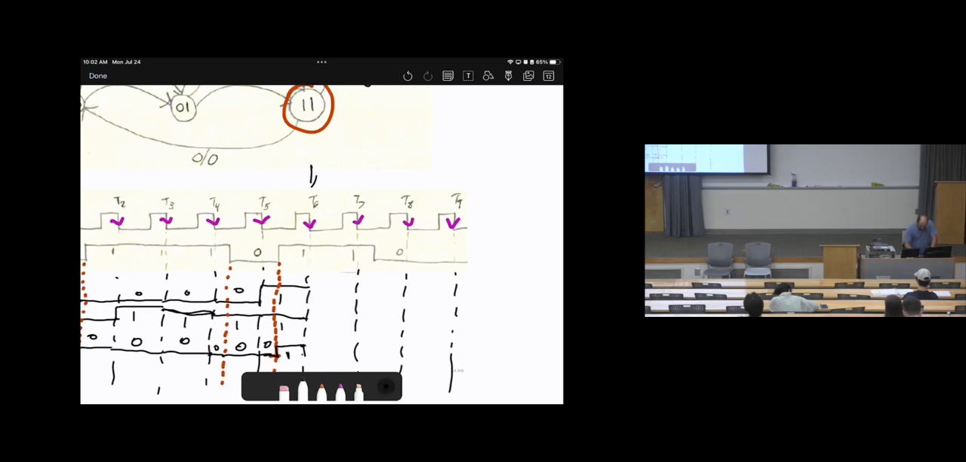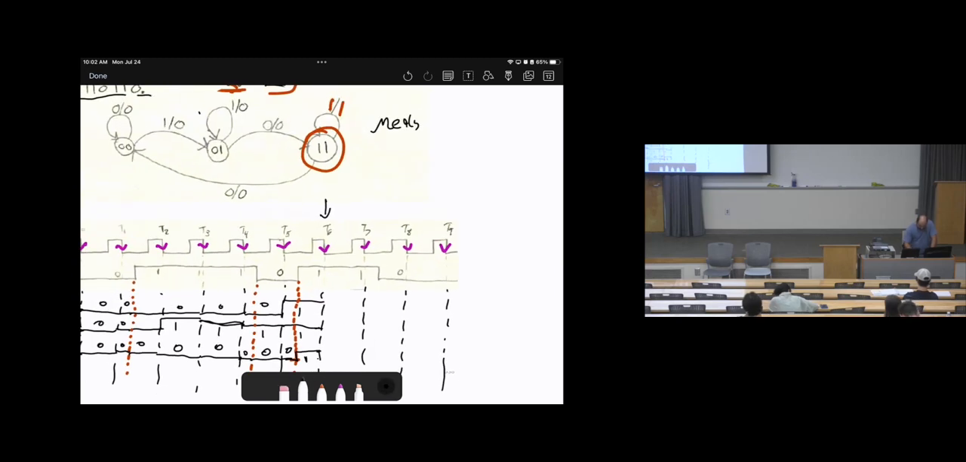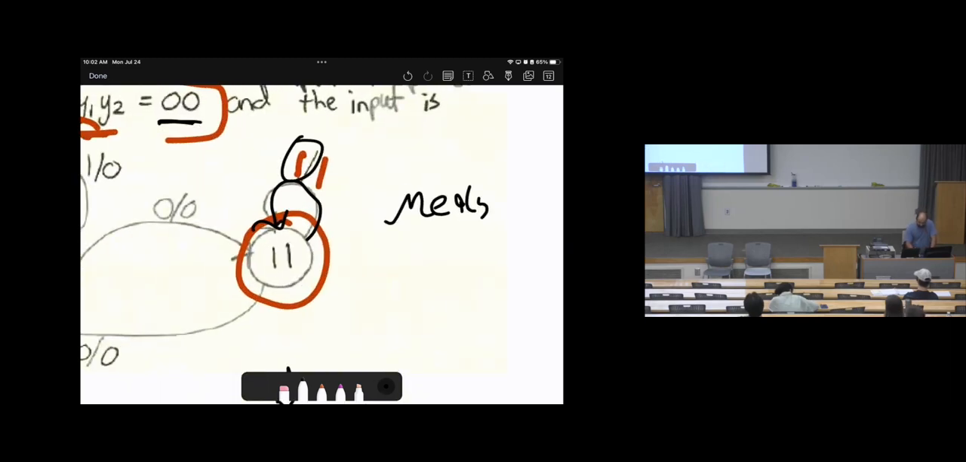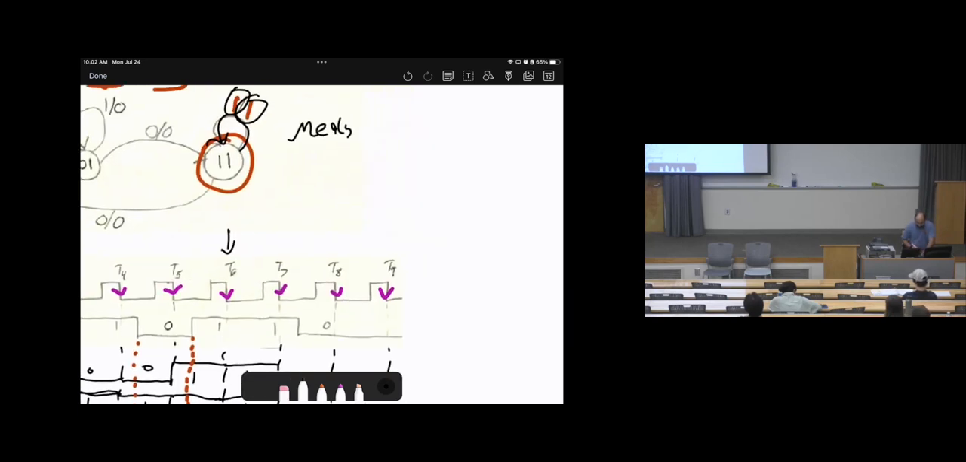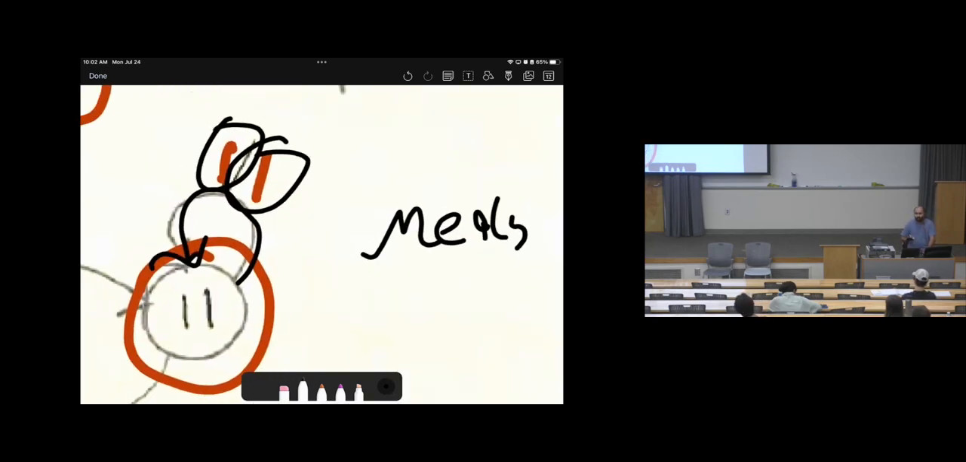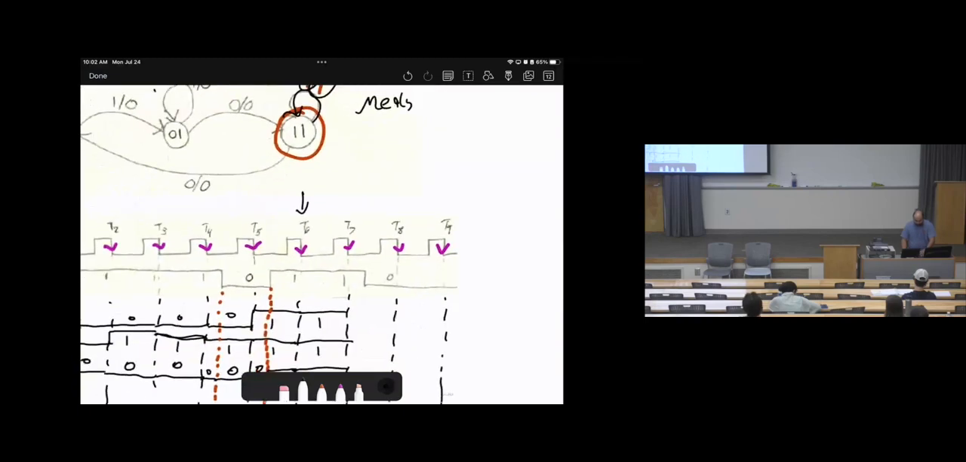Now at T6, we are at 1, 1. If the input is 1, it will remain. It will hold at this state, right? If the input is 1, it will remain, and the output will be 1. So it will remain at 1, 1, and the output is 1. Because according to this, if the input is 1, the output is 1 and we remain at 1, 1. Okay?